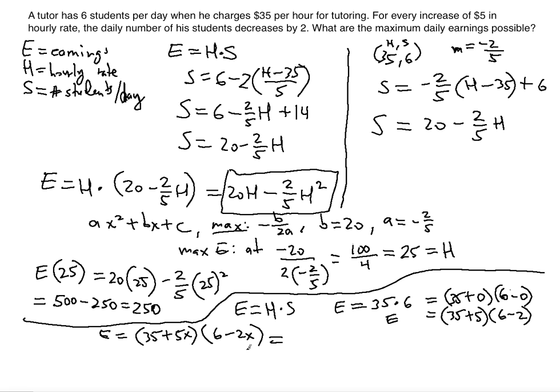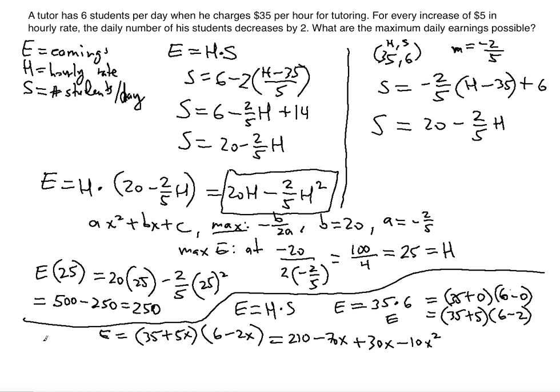What's 35 times 6? 30 times 6 is 180, plus 6 times 5 is 30. So that's 180 plus 30, which is 210. I just split this multiplication by having this 35 as 30 plus 5 in my head and then distributing the 6. Okay, so 210 minus 70x plus 30x, I'm just using the FOIL method, minus 10x squared.